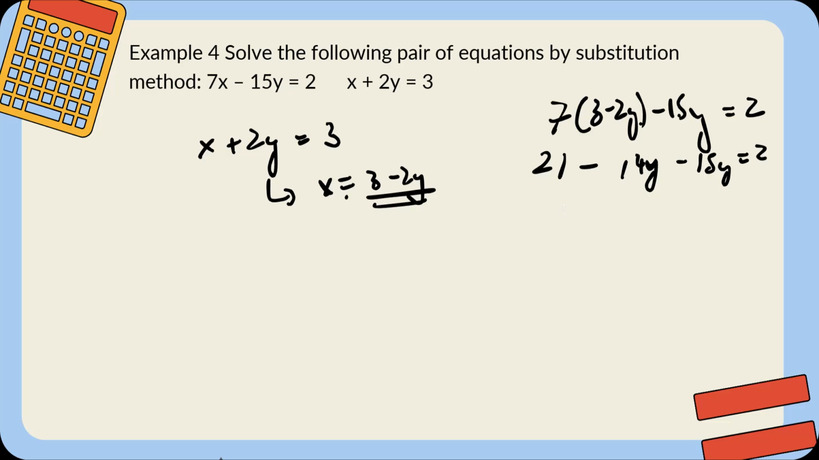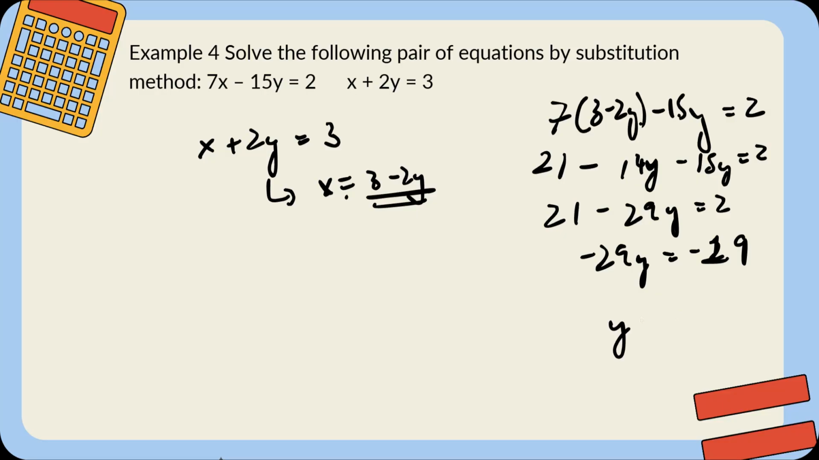So it will become 21 minus 29y is equal to 2. And we have minus 29y is equal to 2 minus 21, since 21 will go to the other side. Okay, so 2 minus 21 is minus 19, right? So what is y? Y is equal to 19 by 29. So what is your y answer? Y answer is 19 by 29.